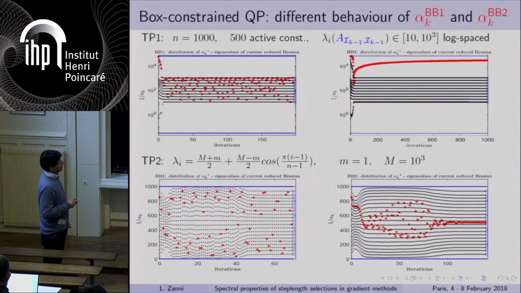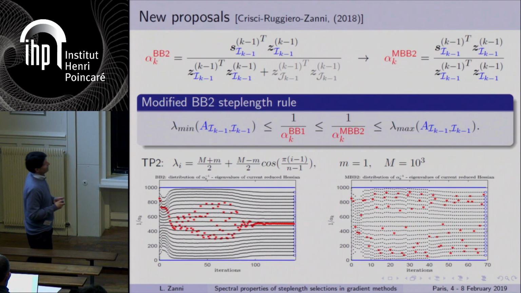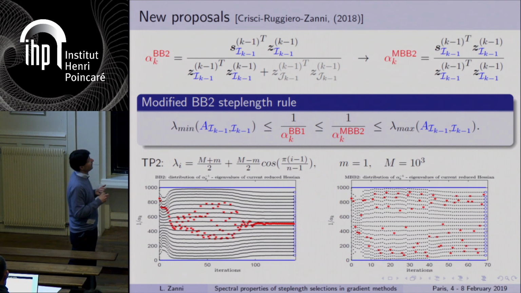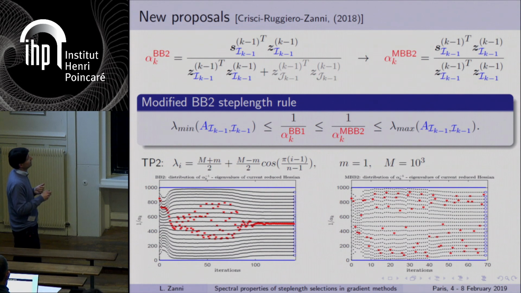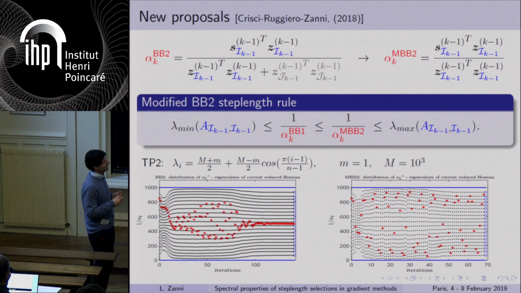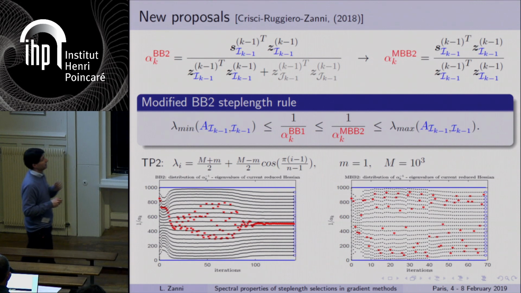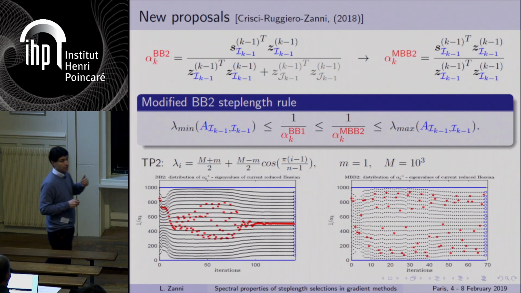Then the possible suggestion is to try to modify this second rule when you are in the constrained case. The modification consists in deleting the term that depends on the active variable, and using a modified BB2 rule in which only the terms corresponding to the inactive variables are preserved. If you do this, then you recover all the properties that we know in the unconstrained case.